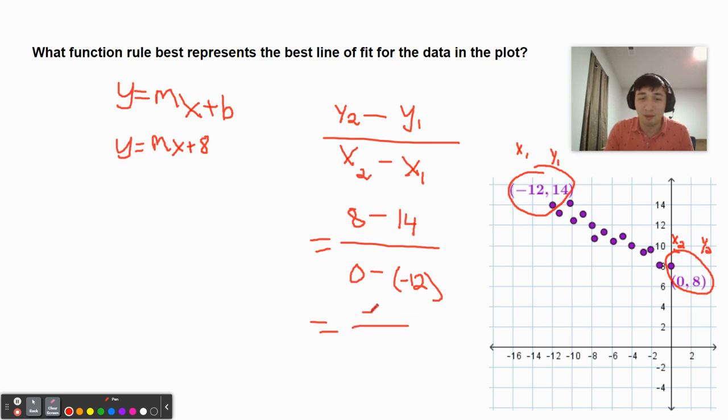So 8 minus 14 is negative 6. 0 minus negative 12 is positive 12, and this is good, but we can always reduce it to be negative 1/2. So now that's our slope, and so we can put that into our equation, and our equation is going to look like y equals negative 1/2 x plus 8.